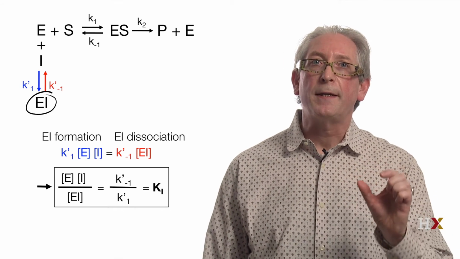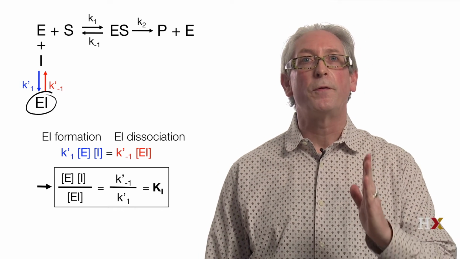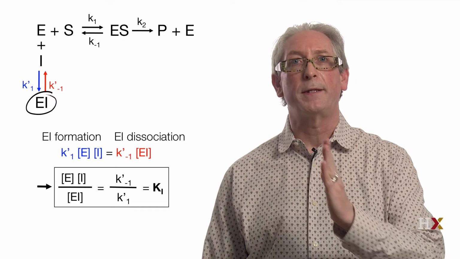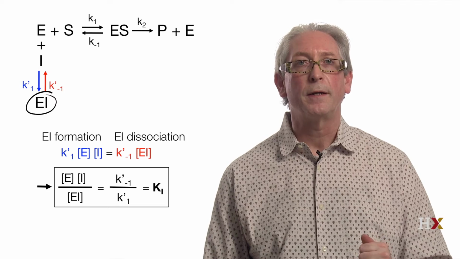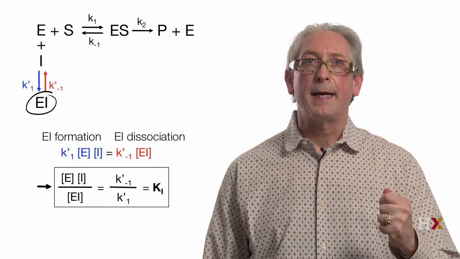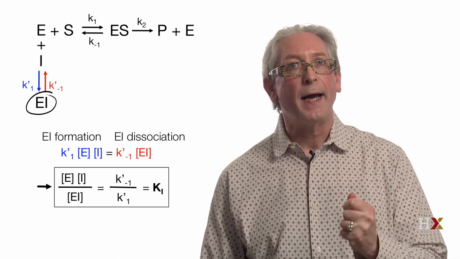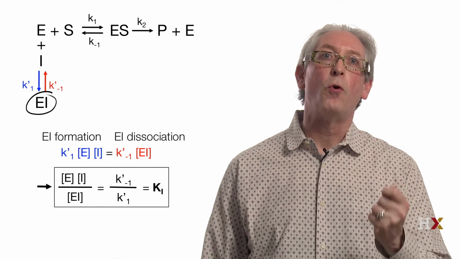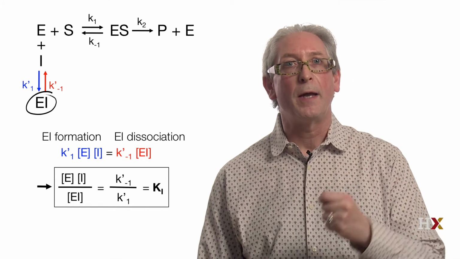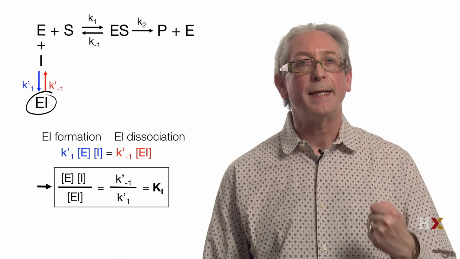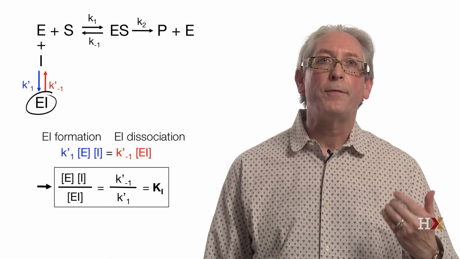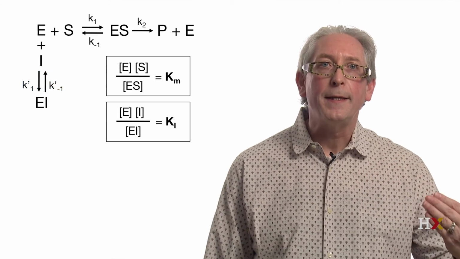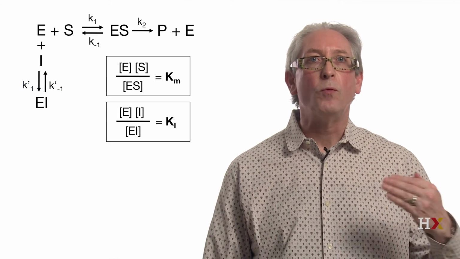If the second step of the reaction, the conversion of the enzyme substrate complex into product and enzyme, is the limiting rate of the reaction, we can say that when Ki is high, the enzyme has a low affinity for its inhibitor, and when Ki is low, the enzyme has a high affinity for its inhibitor. Now we have two equations, one for Km and one for Ki.